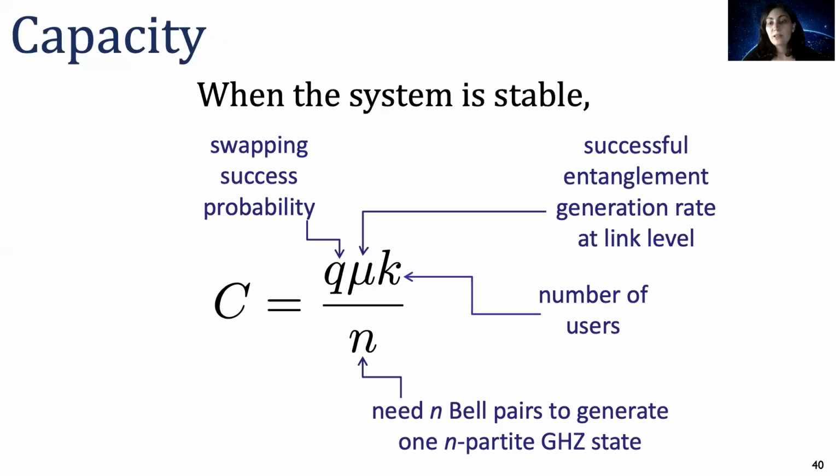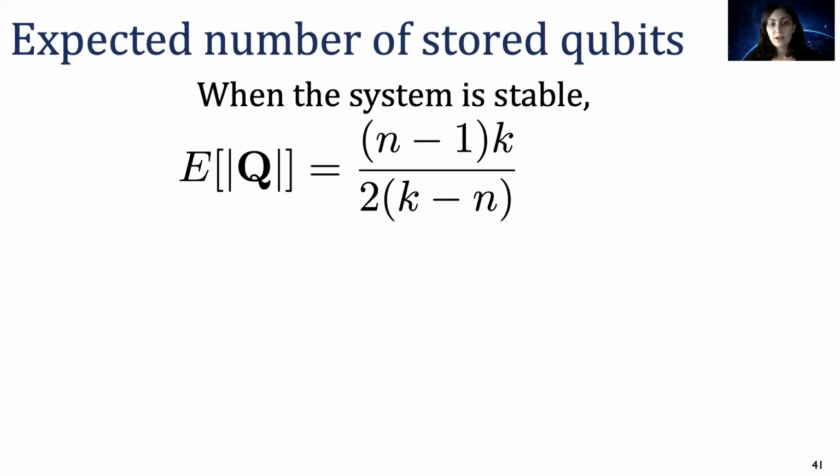one n-partite GHZ state. When the system is stable, the expected number of stored qubits at the switch is given by this expression. Note that this quantity approaches infinity as n approaches k. That is, the closer the switch operates to its stability condition, the more memory it needs on average.